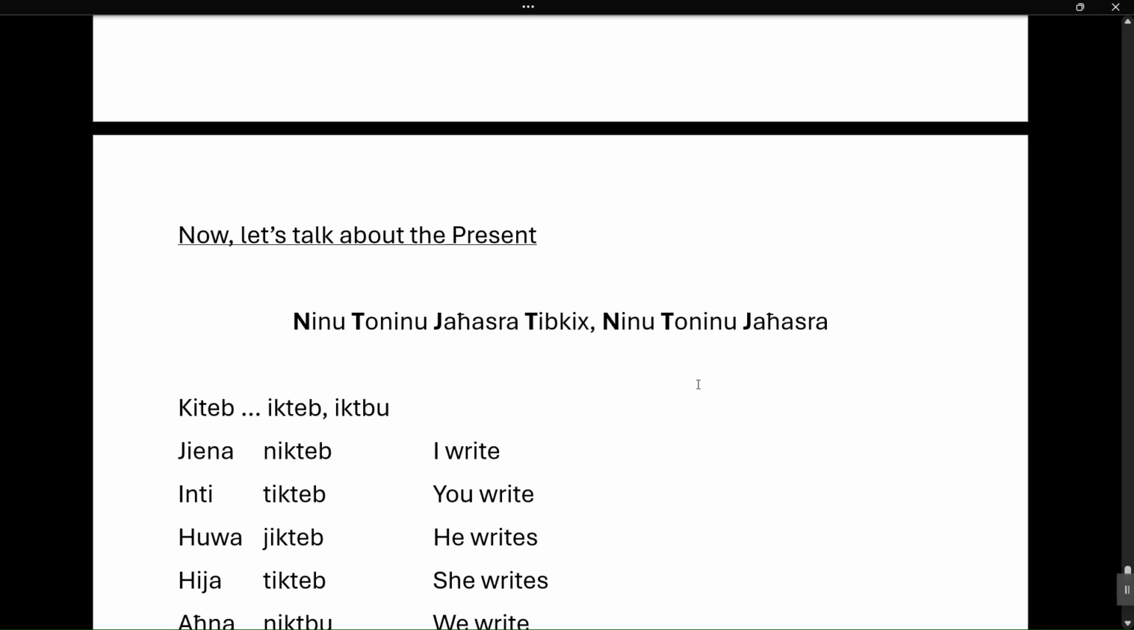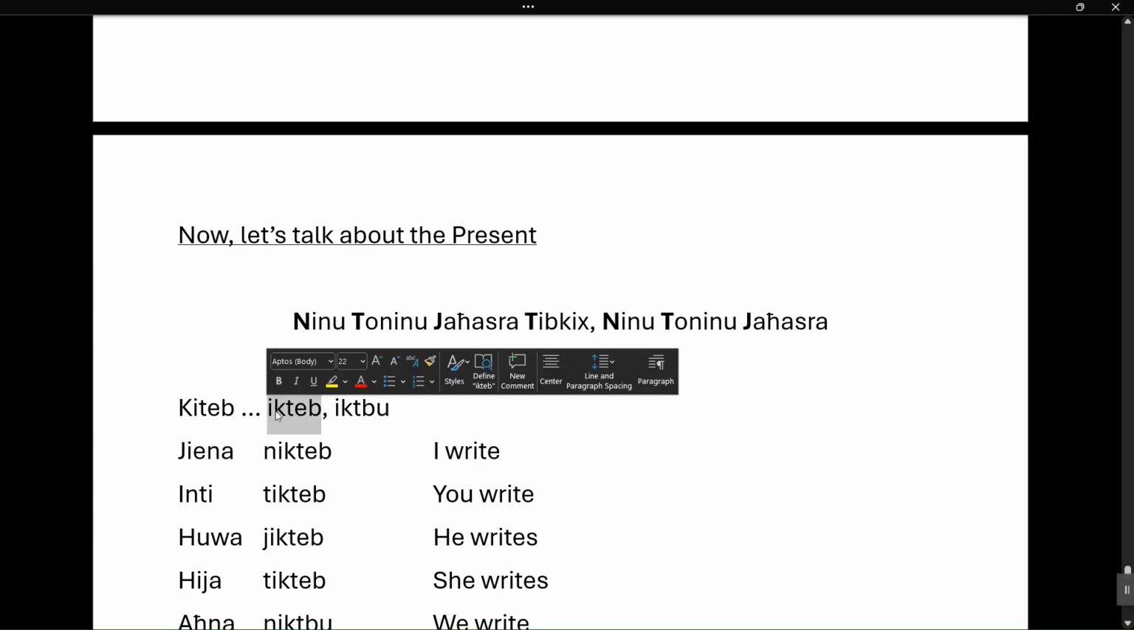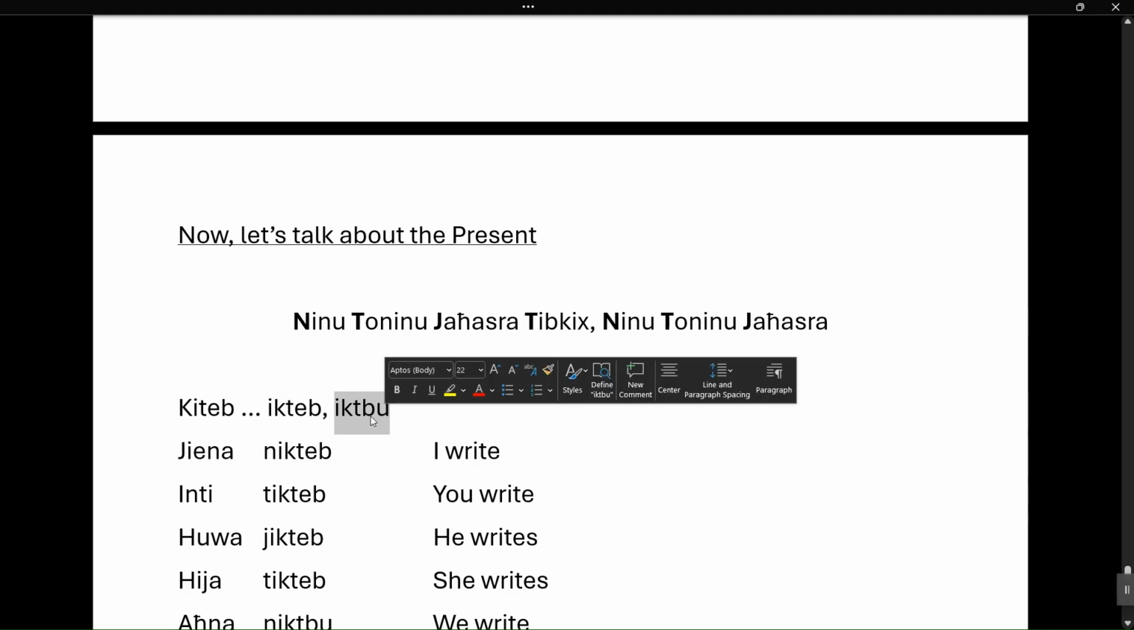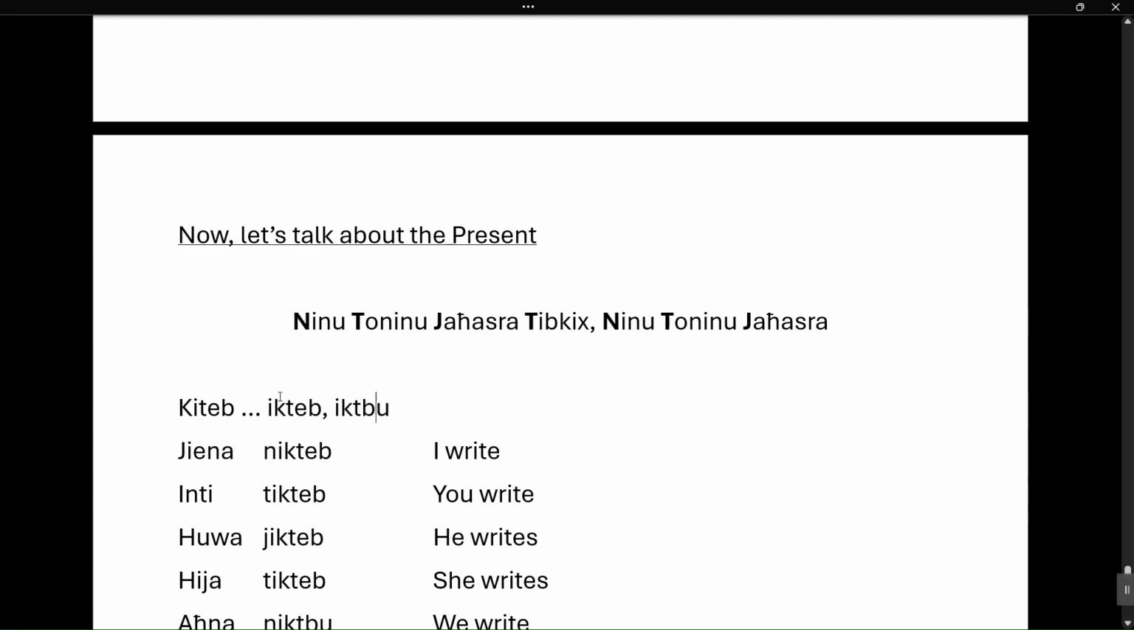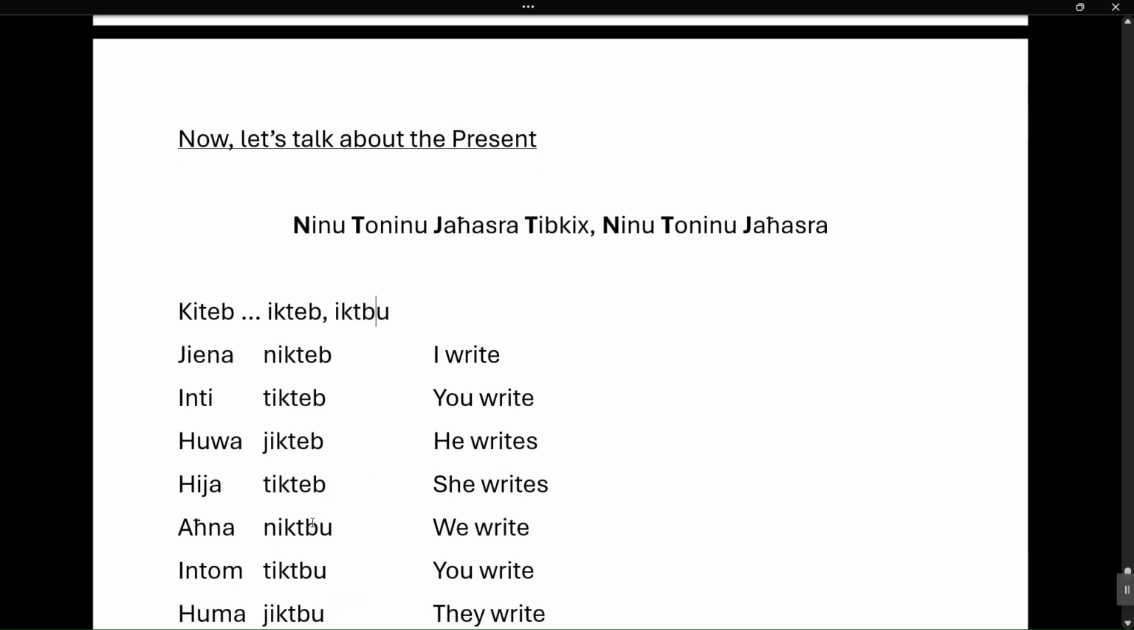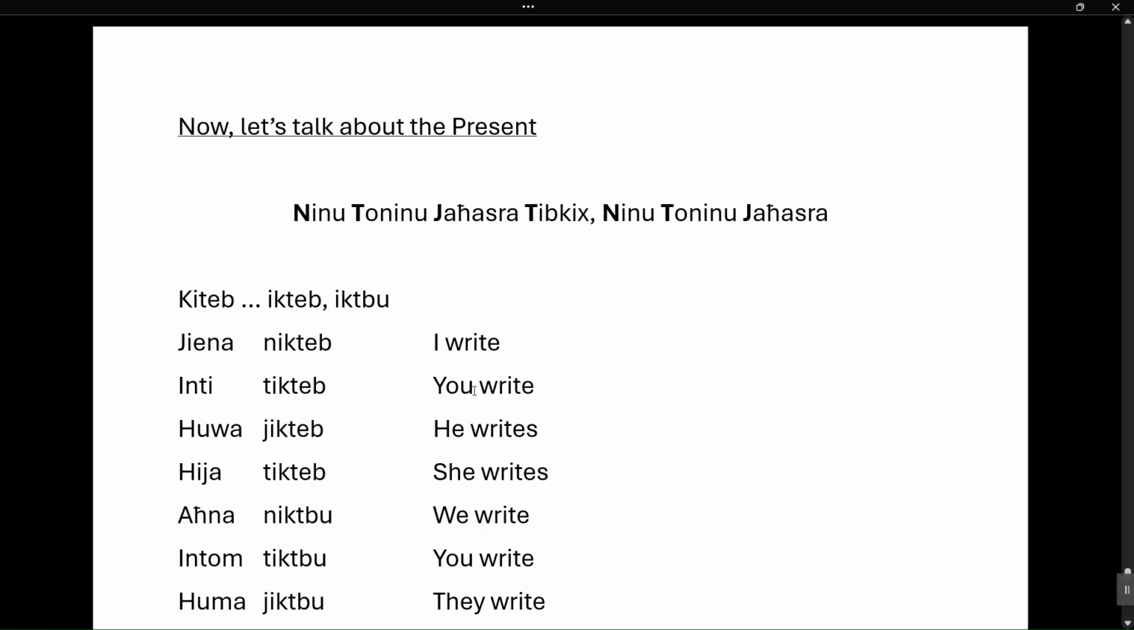Why am I highlighting this? Let's take kiteb again. And as we remember, ikteb and iktbu, this is the imperative. To get I right and you right, we're going to add each of these first letters in bold to our singular imperative, and for the plural, to our plural imperative. Jien nikteb, inti tikteb, huwa jikteb, hija tikteb, aħna niktbu, intom tiktbu, huma jiktbu. I write, you write, he writes, she writes, we write, you write, and they write.